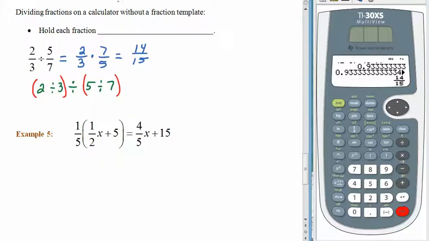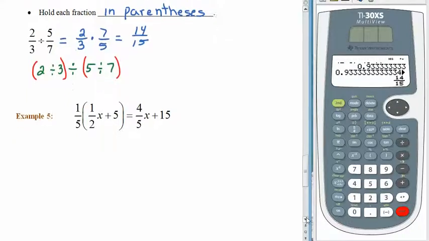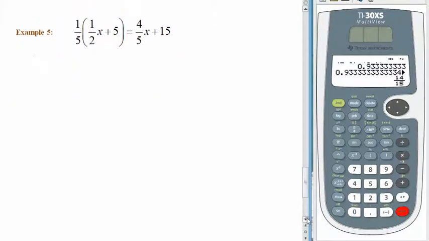All right, so the main point here is if you don't have a calculator that can work with fractions directly, then we want to hold each of these fractions in parentheses. Otherwise, you're going to end up with some answers that are way off, right? 2 1/105ths was nowhere close to what we wanted. Okay, well, aside from that, this is our last example.